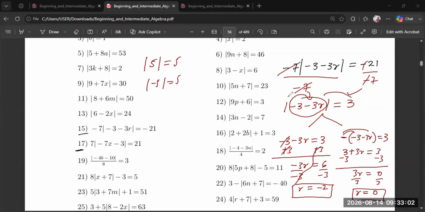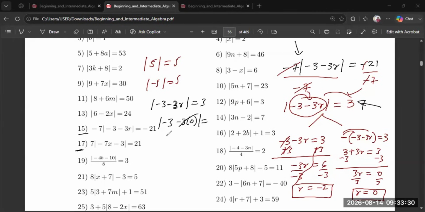Remember, this is the absolute value we're looking at. You can also work with the original, but let's use the refined one. So we have absolute value of negative 3 minus 3r. Is it going to give us 3? When r is 0, that's the first one I want to start with. If r is 0 here, this will be minus 3 times 0. Let's see if that will give us 3.